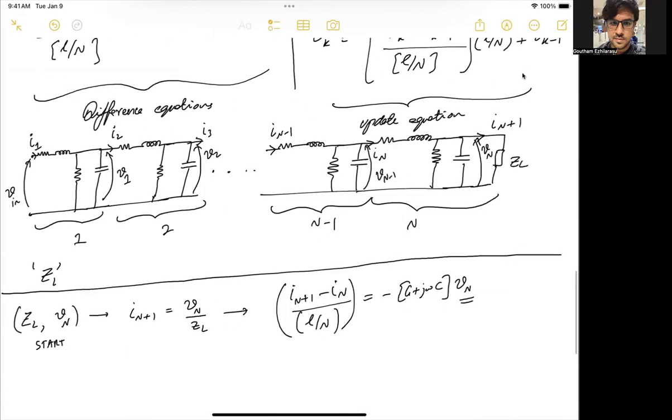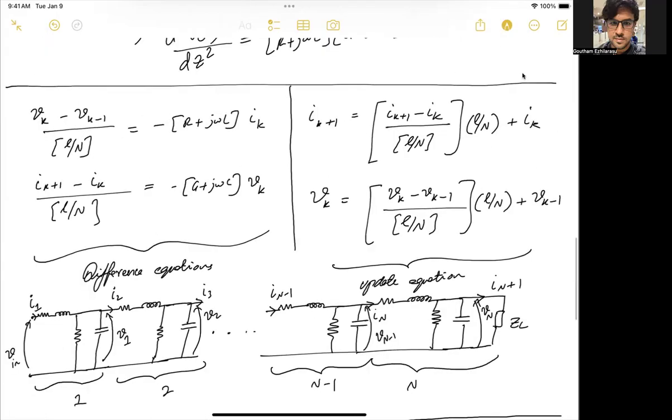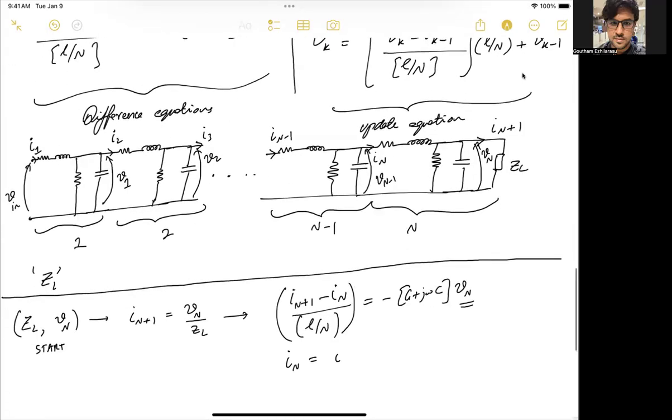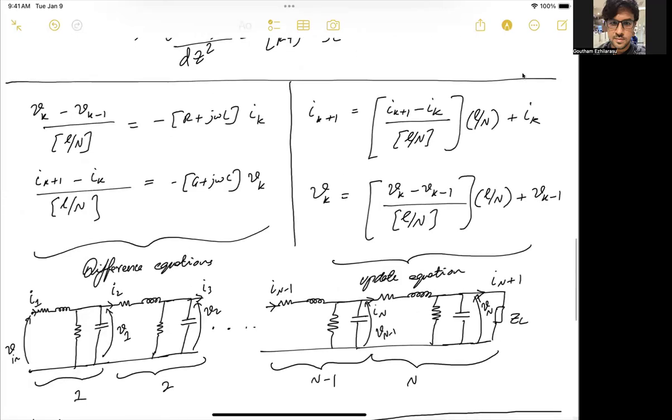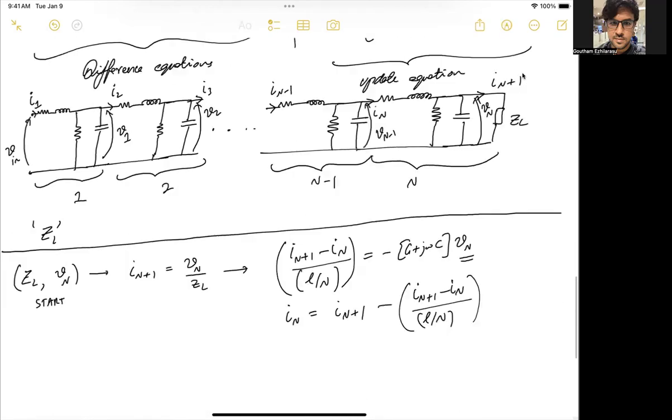And then we know that I N is going to be equal to I N plus 1 minus the slope, which is (I N plus 1 minus I N) over (L over N), times L over N. So now what we have done is, we have used this V N in the difference equation to calculate the slope. And then we have used the slope again here, and we already know what I N plus 1 is, which is based on the boundary condition, to now calculate I N.